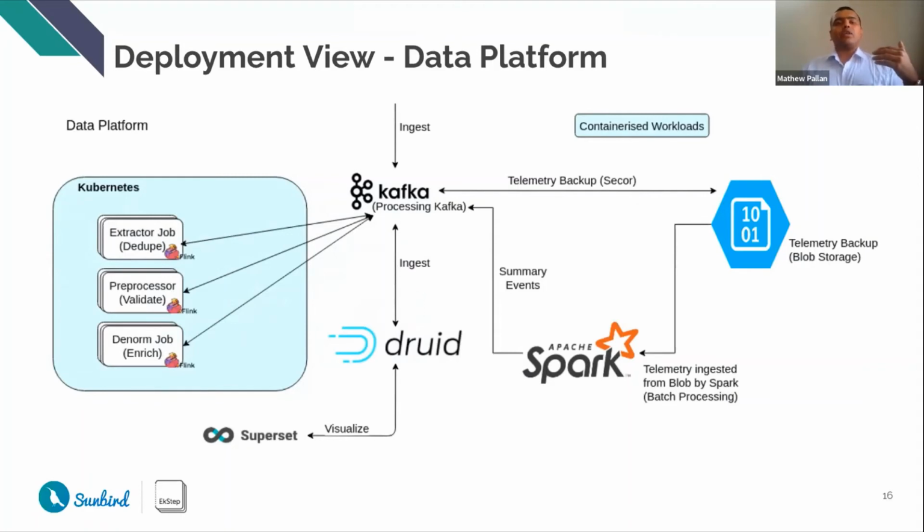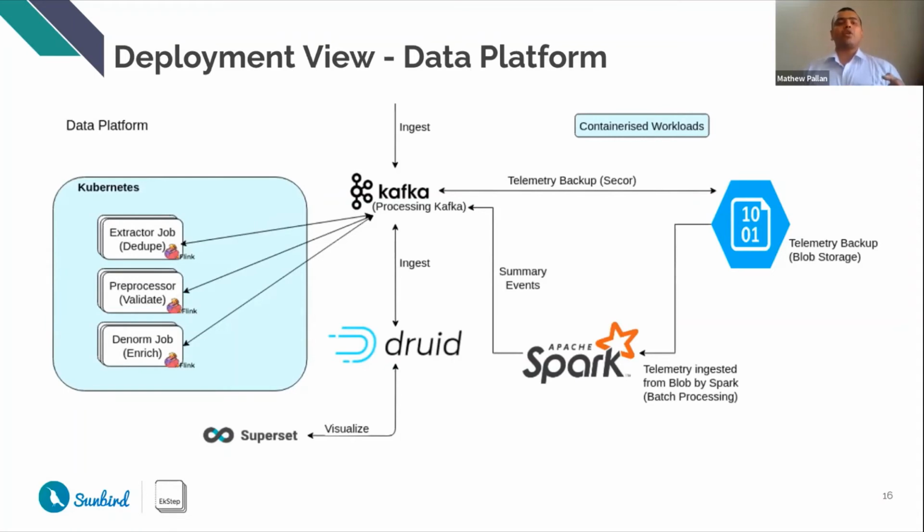And broadly, there are three main steps in the data pipeline. One is the extraction, which is extracting the compressed data and deduping it as well, because we allow the clients to retry sending telemetry till they have received an acknowledgement from the server. So it's quite possible that we get duplicate events, and that's why the dedupe is very, very important. And we have a preprocessor which ensures that the events are adhering to the spec.